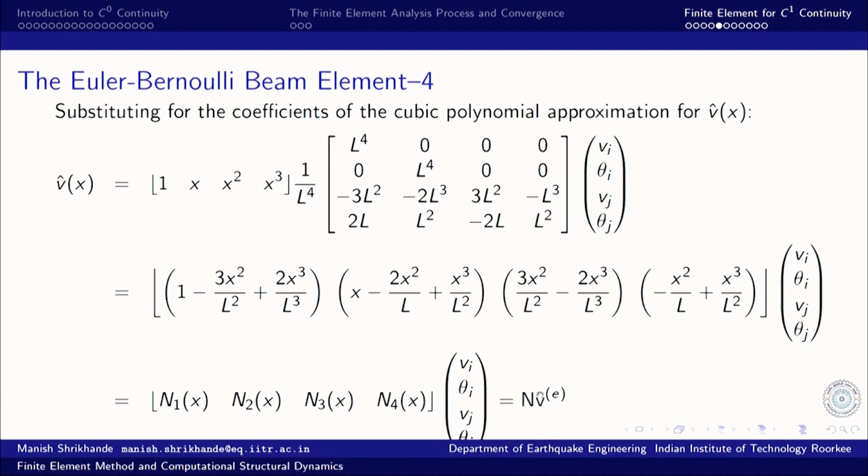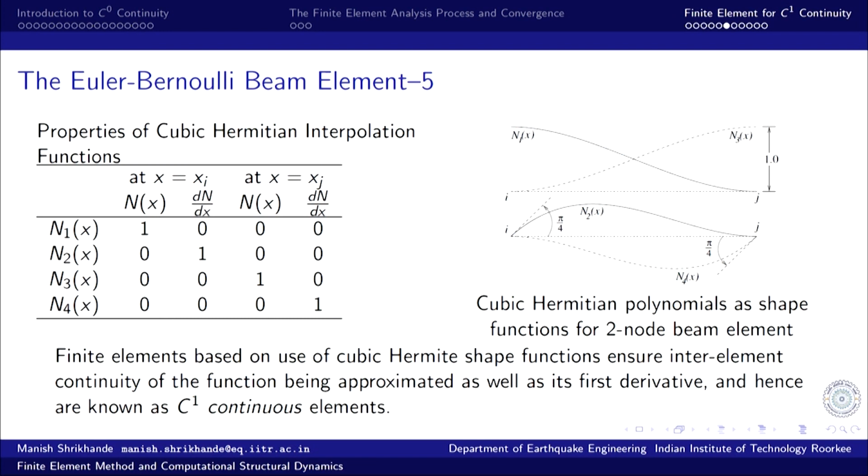So, 2 degrees of freedom at each node: transverse displacement and slope. Collectively the approximation is referred to as NV, where N is the shape function matrix or interpolation function matrix, and the vector of nodal values of primary variables is referred to as V. Now, the properties of the cubic Hermitian interpolation polynomials.